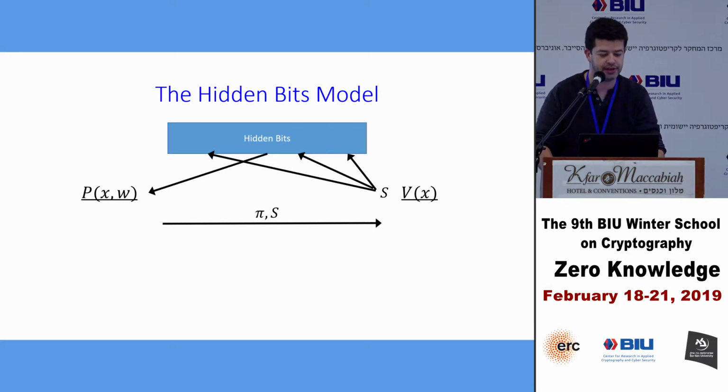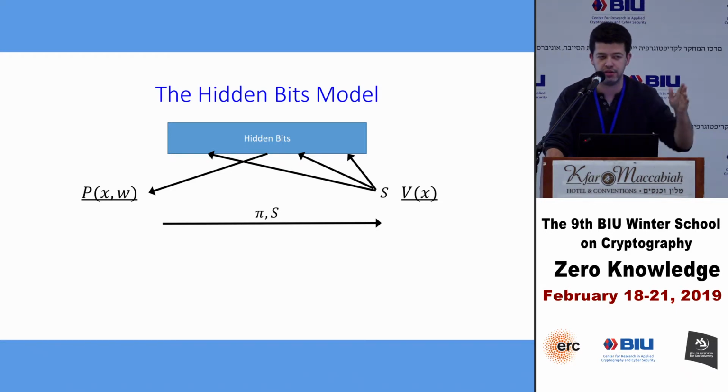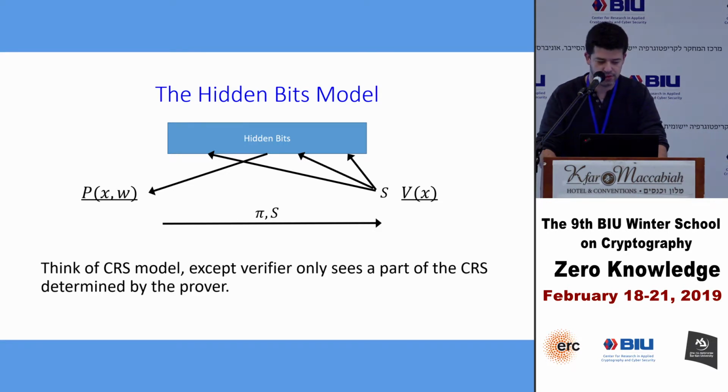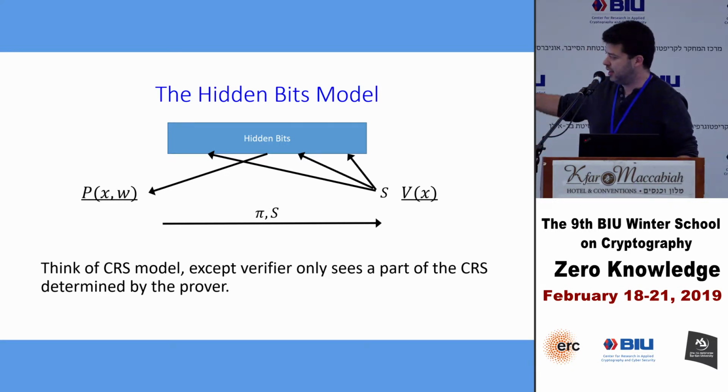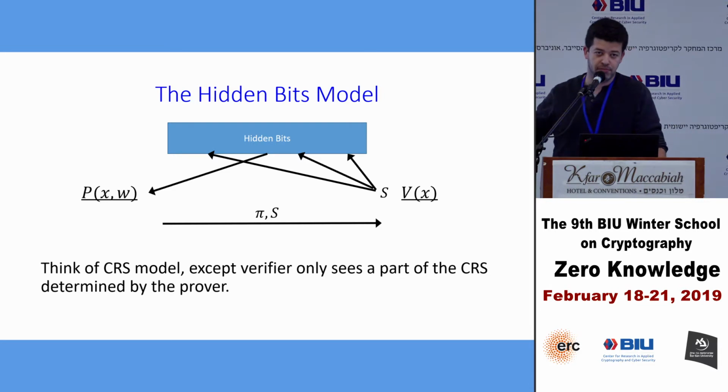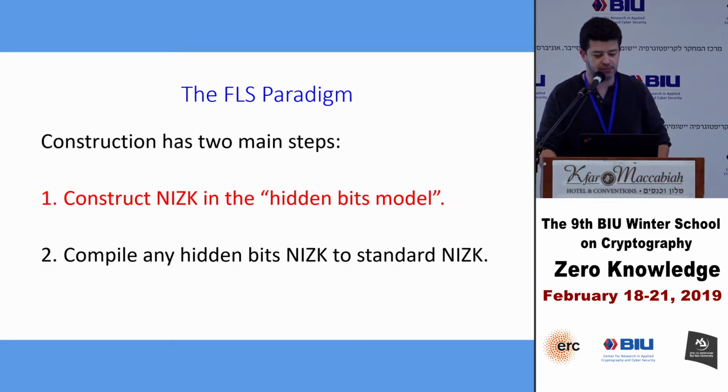Okay, so I hope the difference between a plain CRS model in which both the verifier and the prover see the entire string and this hidden bits model is clear. If not, and again, you can stop me at any time. Okay. Right, so the difference is that the verifier only gets to see a part of the CRS, and the prover can, potentially maliciously decide what part of the CRS the verifier gets to see. Okay, good. So that was the model.